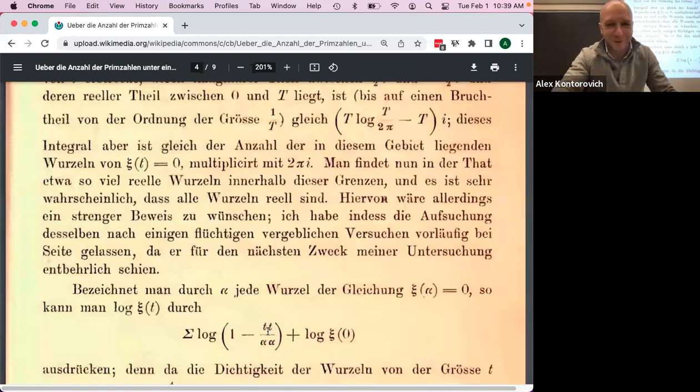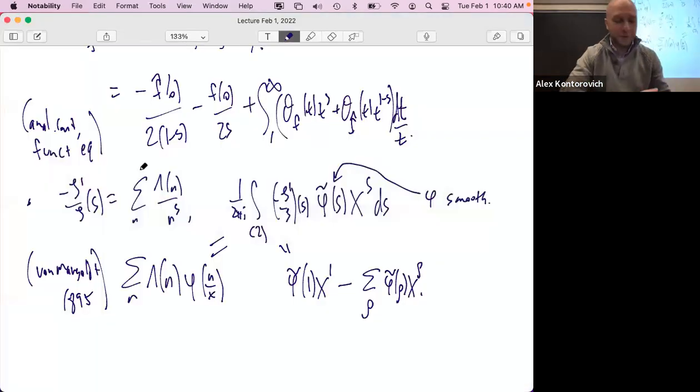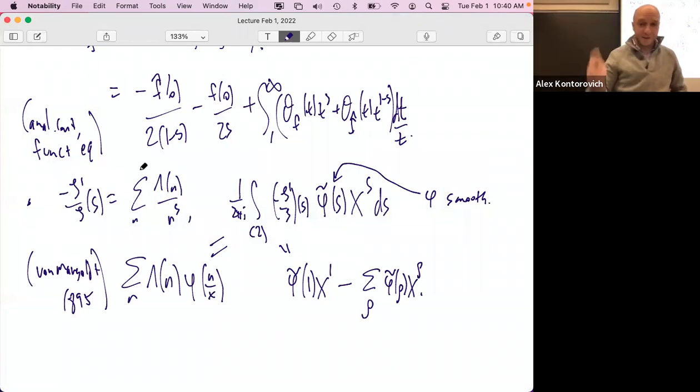So anyway, here's the Riemann hypothesis sitting right here. Das alle Wurzeln real sind. All of the zeros of this function are real. In other words, when t is that function, because he's made the change of variables, s is a half plus it. Okay. So anyway, that was Riemann's memoir and the explicit formula.